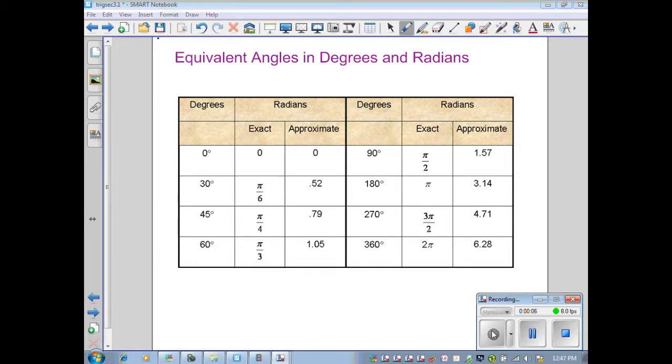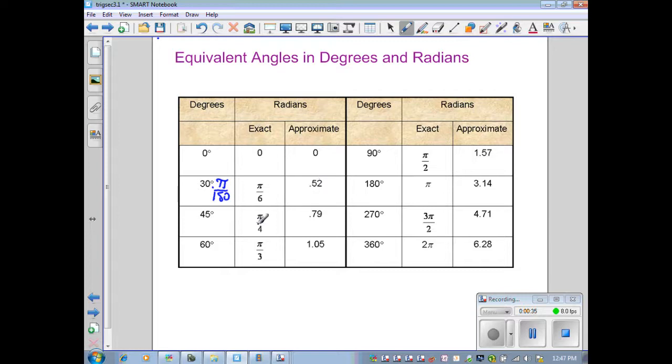This chart shows equivalent angles in degrees and radians. I will put this under our group resources for Chapter 3. A quick demonstration, again, from degrees to radians. All they did for each of these degrees is multiply by pi over 180 and then simplify the fraction. 30 into 180 gives me 6, and then all they needed to do was use a calculator to take pi divided by 6 to get 0.52 radians. The exact value is the fraction and the decimal is the approximate value.